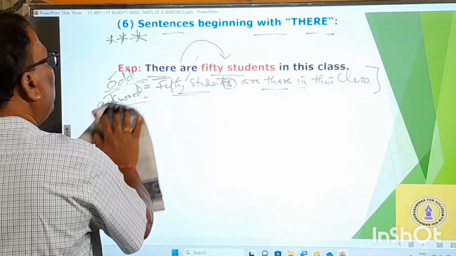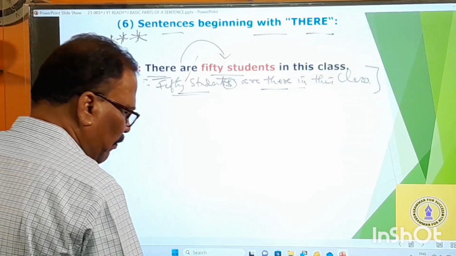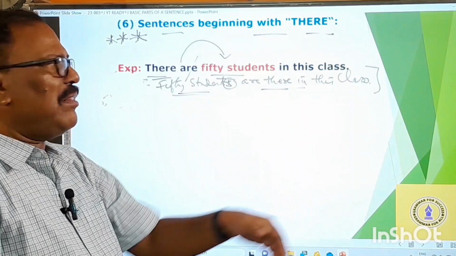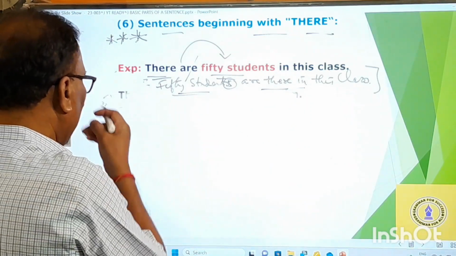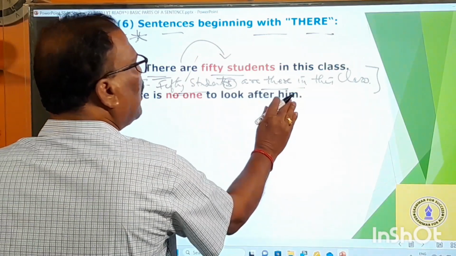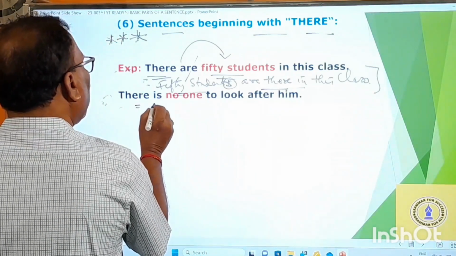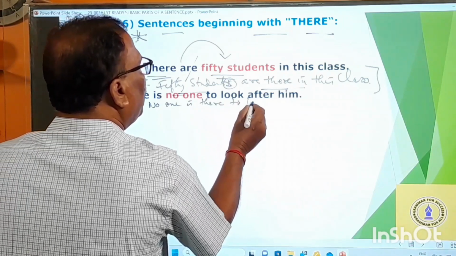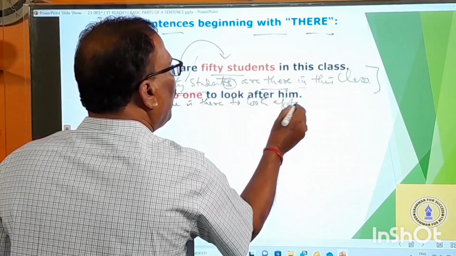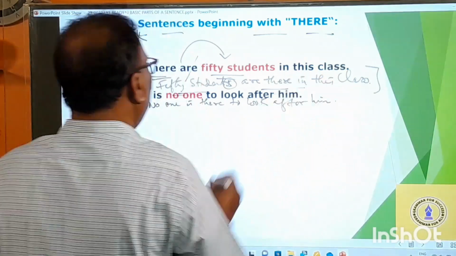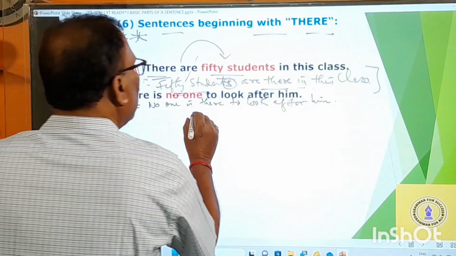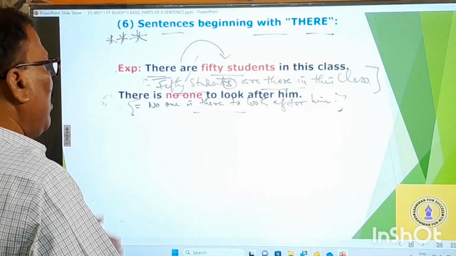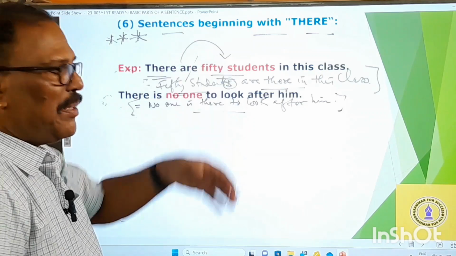You have to begin them with there only. There are 50 students in the class. You cannot say 50 students are there in this class. Okay, you cannot say that. And here you see that there is no one to look after him. You cannot say no one is there to look after him. This kind of sentence structure looks odd and awkward. You have to say there is no one to look after him.